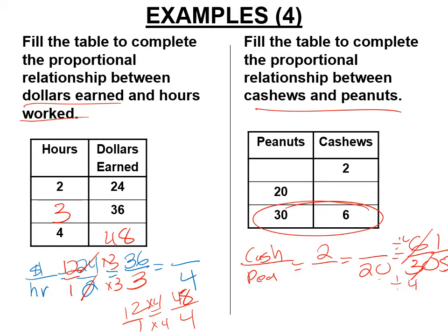20 divided by 4 makes 5. So blank divided by 4 makes 4. So 4 goes with 20. And then 2 times what makes 4? 2. So what times 2 makes 20? 10, right? This went 10, 20, 30, 2, 4, 6.